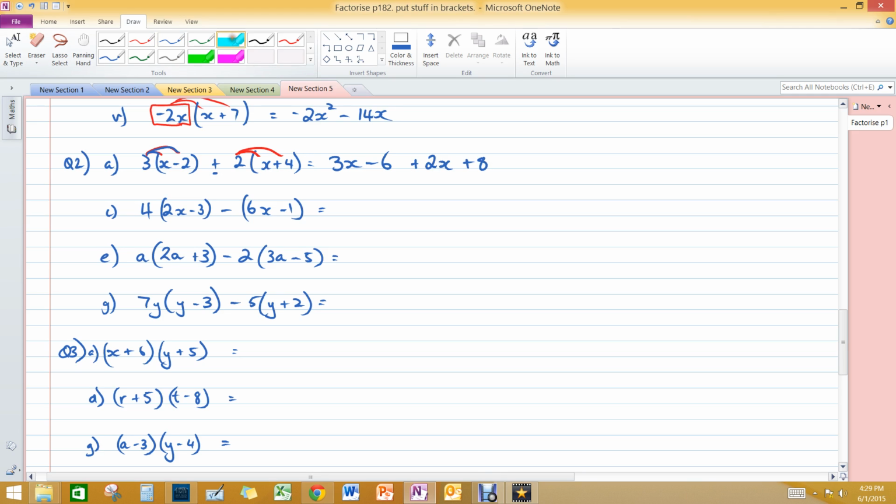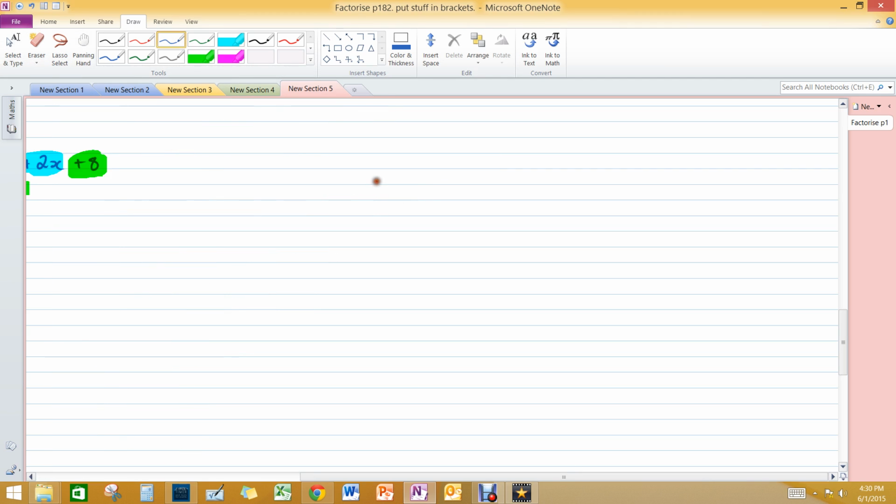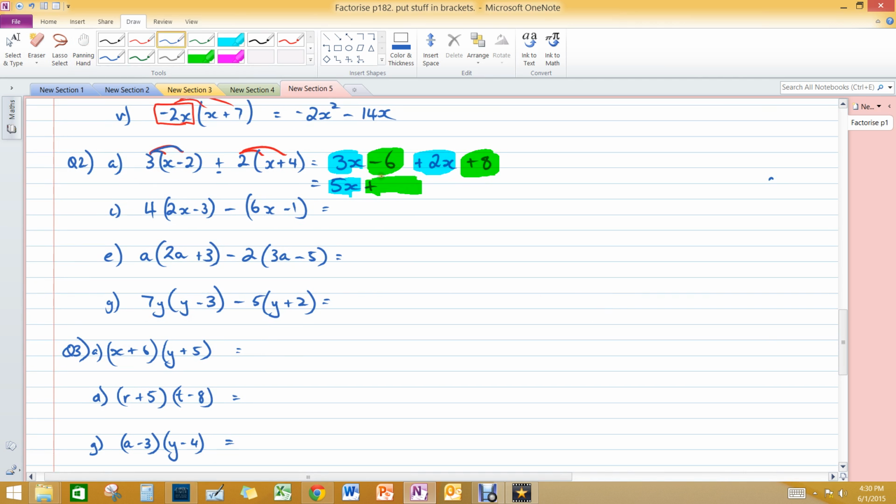Now this is what I was saying before about when we're expanding we often need to simplify. So what that means is we need to group our like terms. So our like terms here are the 3x and the 2x, as well as the minus 6 and the positive 8. So if we simplify this then, it's going to be 3x plus 2x is going to be 5x. That's the blue bit. And the green bit is going to be negative 6 plus 8 is positive 2. Just like that. Alright, so for this next one, apply the distributive law. 4 times 2x is going to give me 8x.